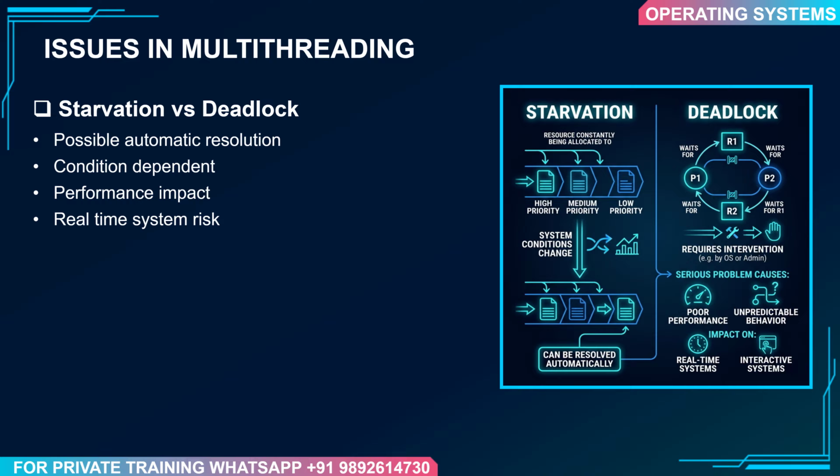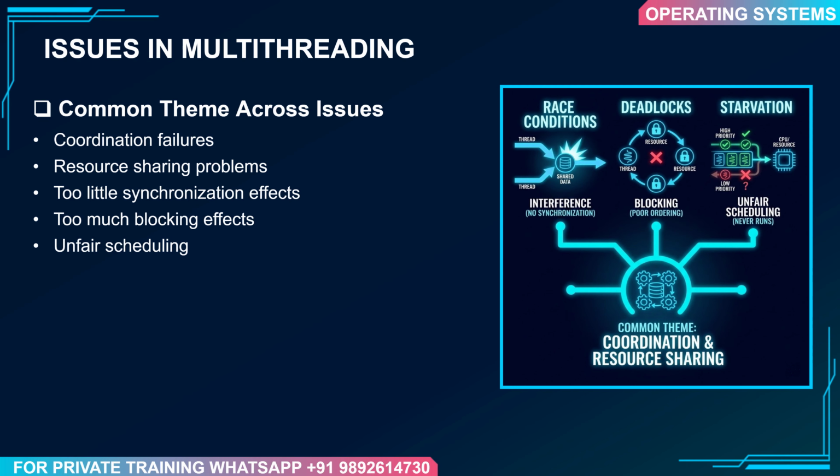One important difference to note is that starvation can sometimes be resolved automatically if system conditions change, while deadlocks usually require intervention. Still, starvation is a serious problem because it leads to poor performance and unpredictable behavior, especially in real time and interactive systems. When you look at race conditions, deadlocks, and starvation together, a common theme appears.